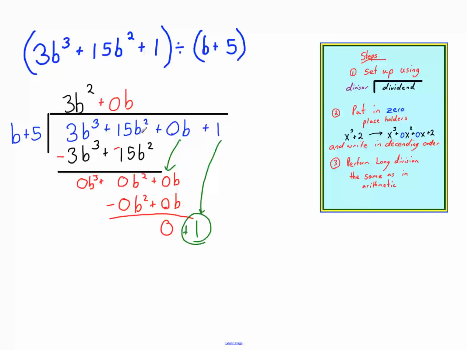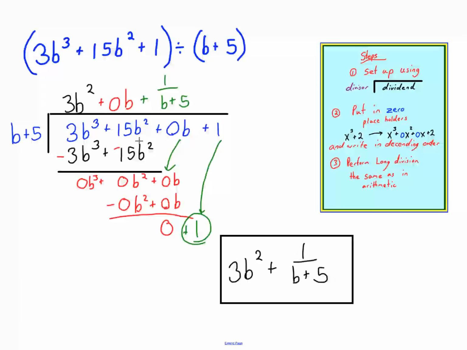And we bring this up top and write it like this. So the answer to this division is 3b squared plus 1 over b plus 5. So this is my answer. I don't have to write the 0b in here.